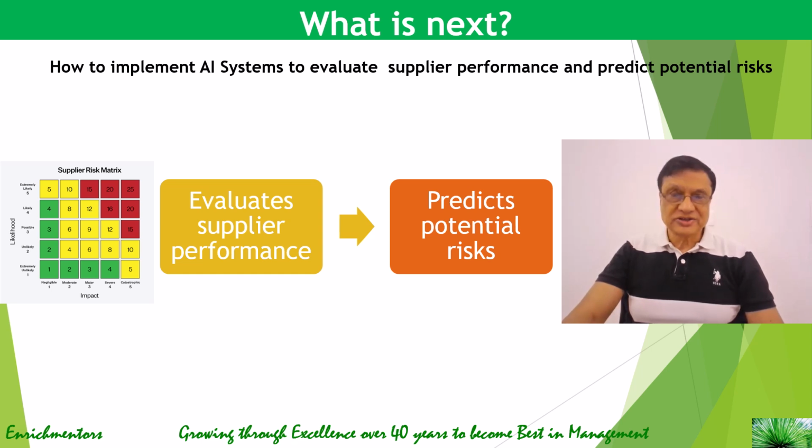So what do we do next? Having looked at how AI does it, we will now look at how to implement such an AI system that can help us evaluate supplier performance and predict potential risk.